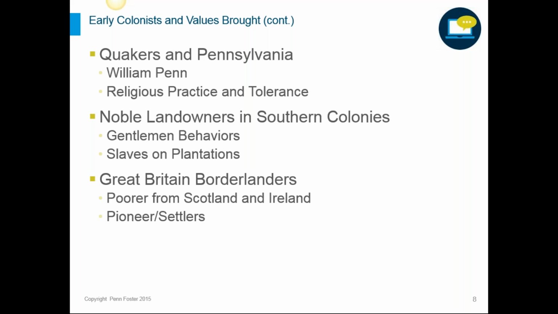Some of the farther west colonial settlements are settled by the Scottish and the Irish who come to the British colonies. Many of them are significantly poorer than especially the noblemen of the southern colonies, but even the Quakers and the Virginians are far better off than the borderlanders, who come primarily to settle farther west and are more interested in hunting, in setting up settlements, and in the fur trade with the Native American populations.